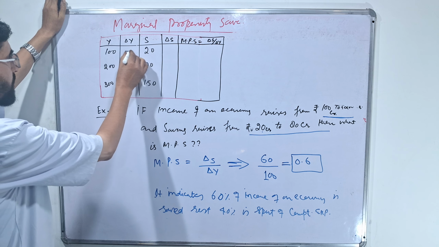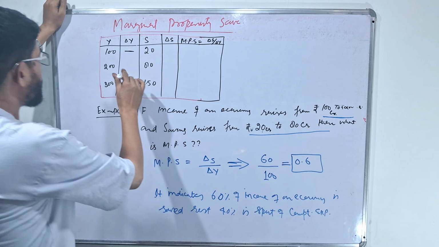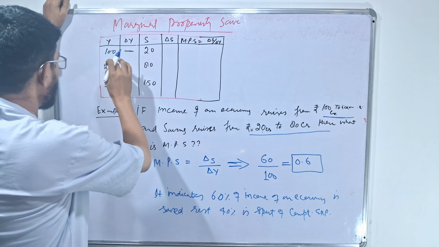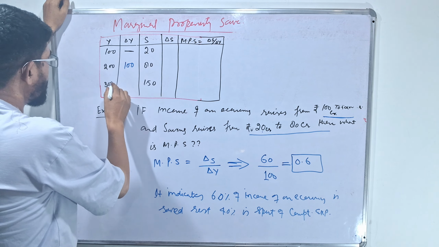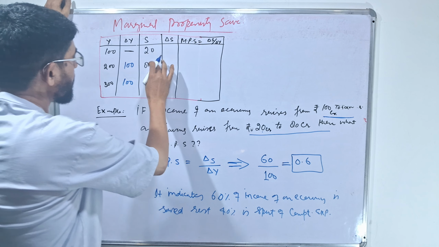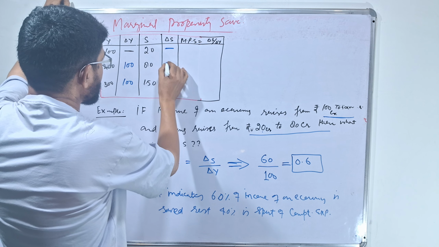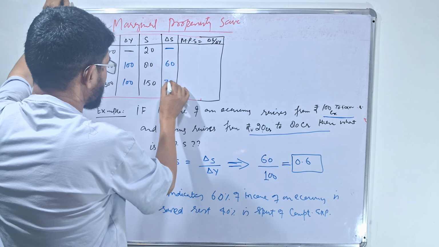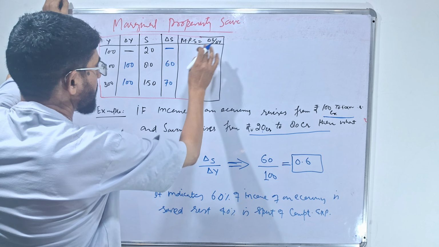Now we have to calculate change in income. Here will be empty, as there is no variable above from which we can take the difference. Now 100 and 200, here will be 100. 200 and 300, here will be 100. Now the difference between 20 and 80, here will be empty for the first, then 60, and here will be 70. Now we have to calculate marginal propensity, change in saving divided by change in income.